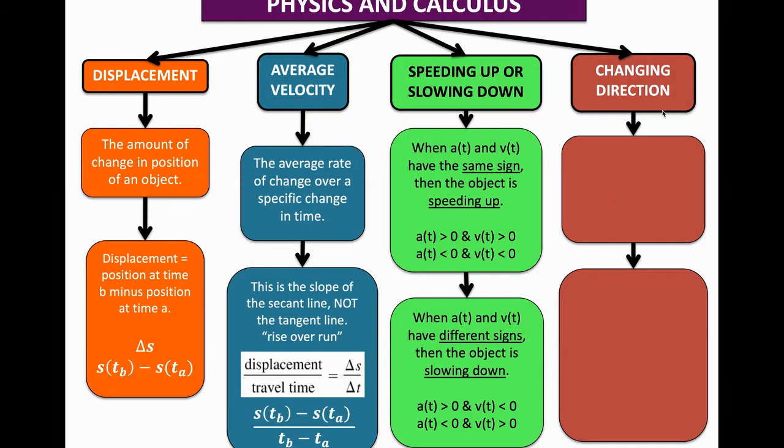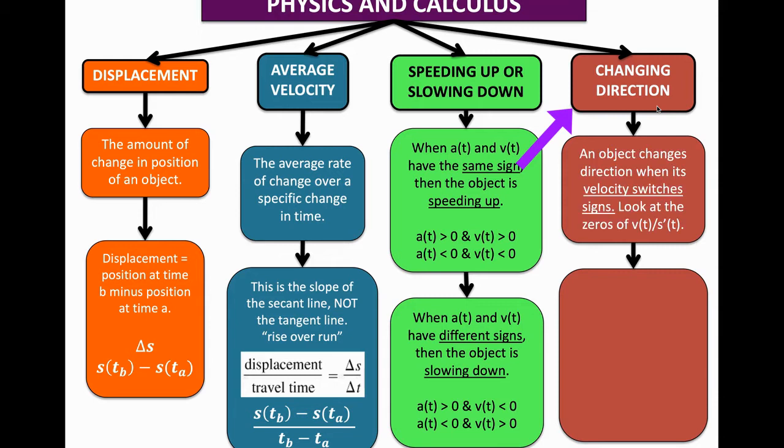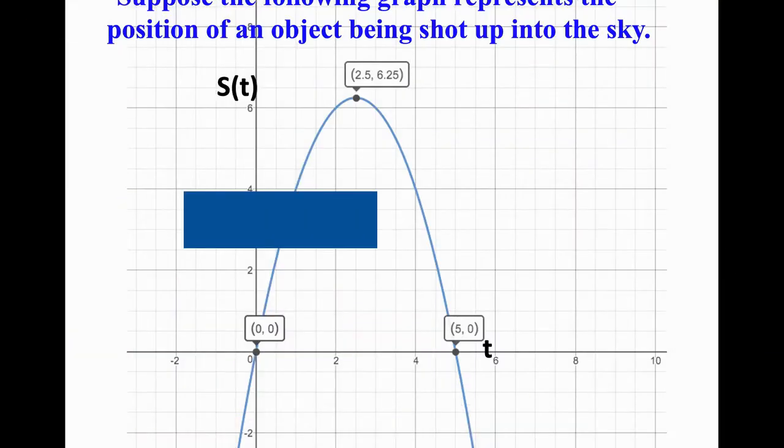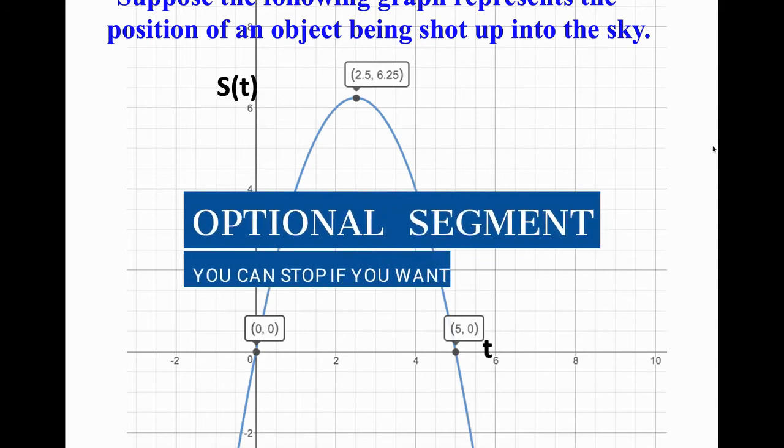The last one is changing direction. Now remember, velocity gives you the direction of your object. So if you want to know when an object is changing its direction, like when does it switch from going left to right or forwards to backwards, you're looking at the signs on velocity and where it switches. But first you need to look at the zeros of your velocity graph or equation, and then decide, does it actually change sign?